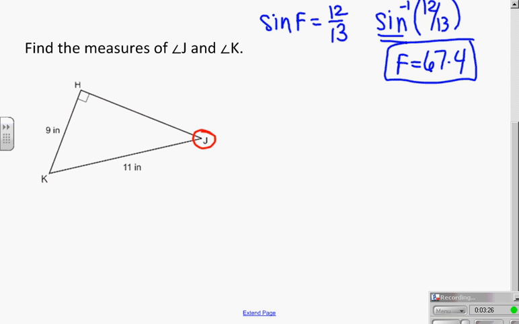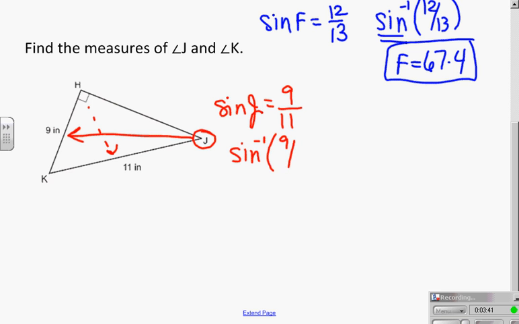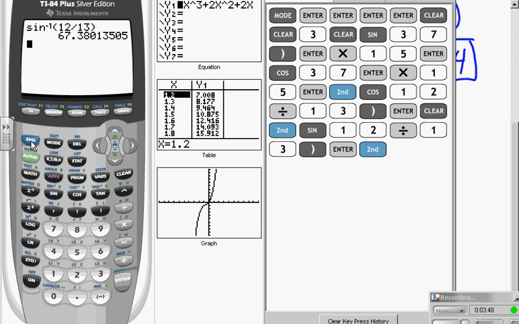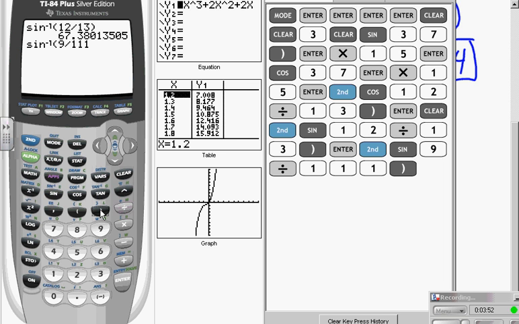J and K. J. What sides do I know in relation to J? Well, I know the opposite and the hypotenuse. So I'm talking about the sine of J being equal to 9 over 11. To find J, I do that inverse. There's no way to do this except with your calculator. Go to your calculator. Second function, sine of 9 over 11.